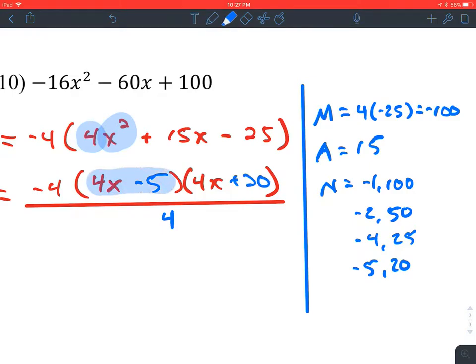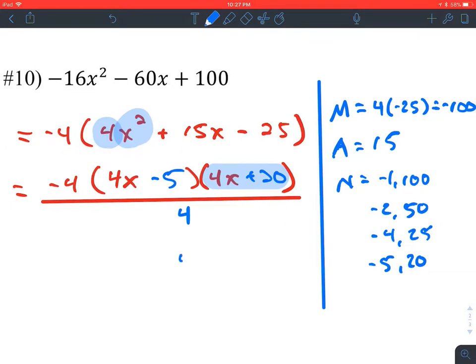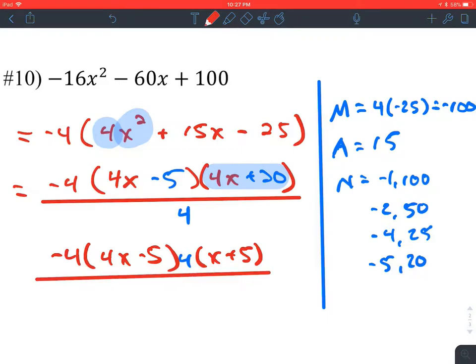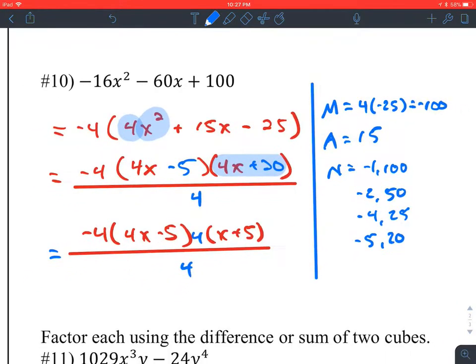Then look at each binomial. Is there a GCF here other than 1? No. Second binomial, GCF is a 4. Huh, convenient. Factor the 4 out, you're left with an x plus 5. Bring the other items down. Conveniently, but not coincidentally, the 4 that we had put down under cancels out, and this factors to a negative 4 times a 4x minus 5 times an x plus 5.